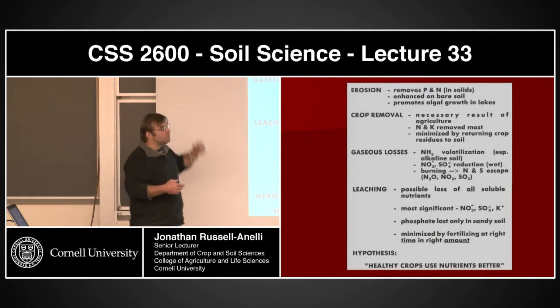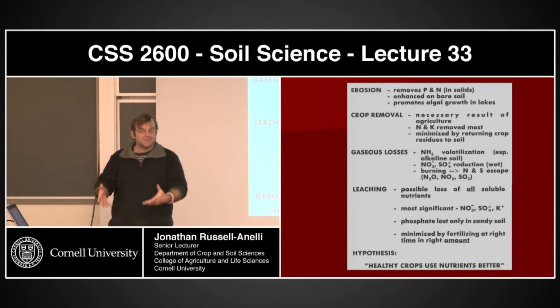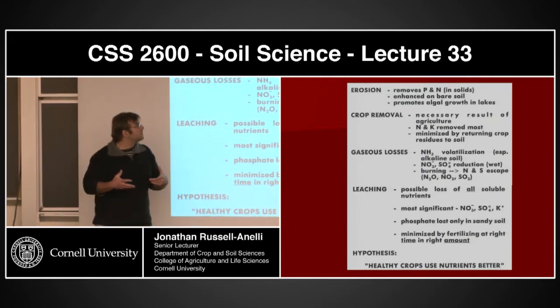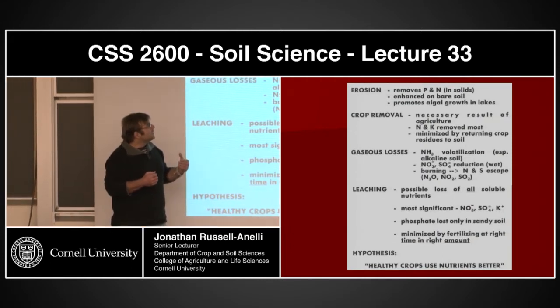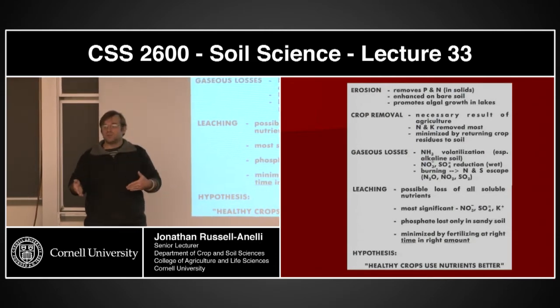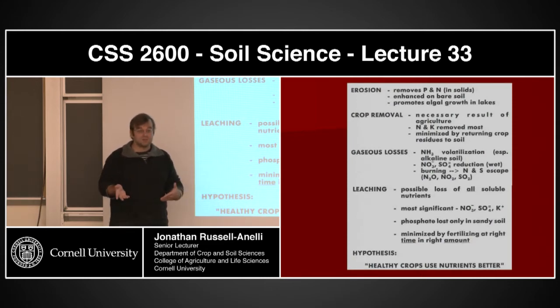Okay? Crop removal, this is necessary if we're cropping something. We're going to have to harvest, and if we harvest, we're basically taking it with us. The N and K are removed the most from this system, but we can minimize some of this loss by returning crop residues to the soil. If we're just taking the seed and leaving the rest behind, the biomass of the rest is going to have NPK in it as well, and that's going to go back into the soil as that material decomposes.